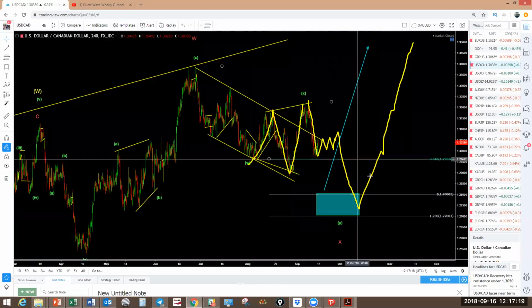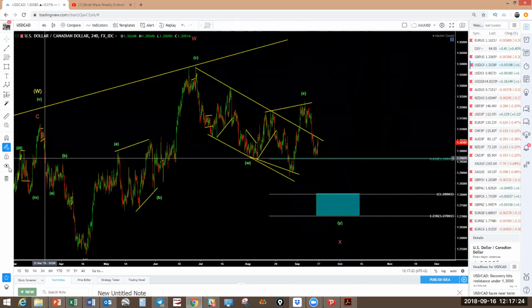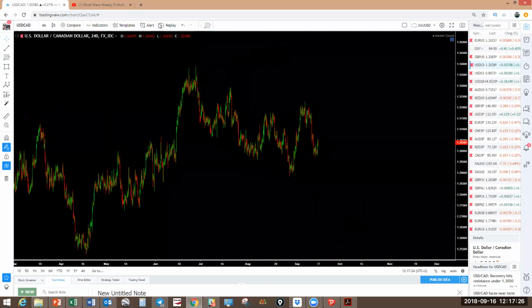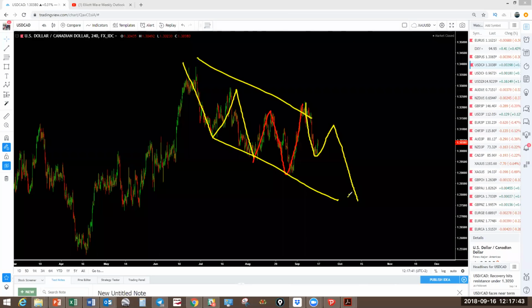Let's show this here. So what has happened here now? I'll switch this off. It looks like we've unfolded down in three-wave moves, and we are getting this one unfolding as an expanding flat, clear expanding flat, three waves, five waves there, and we will be looking for this to give us this move like that, and that will give us the last move to the upside before we drop.